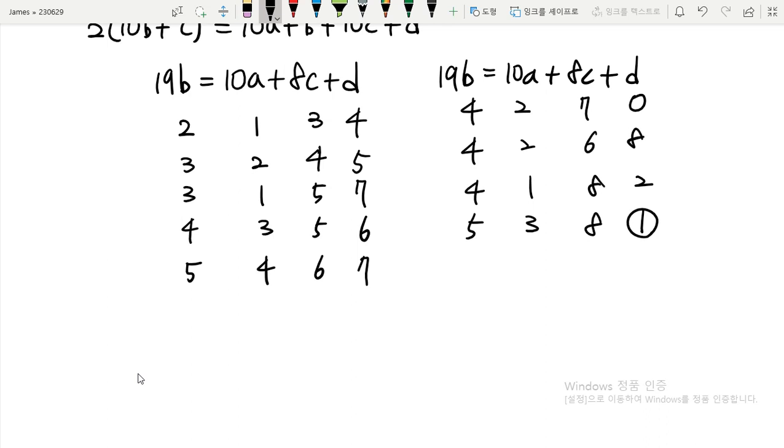So when the value of D is less than 2, we can add 8 by borrowing 1 from C. So we can make two cases. That means now D is 9 and C is 7. That's also possible. And then how about 5 and 2? B is 5 and A is 2.